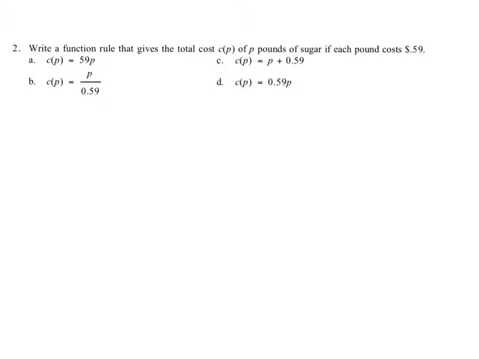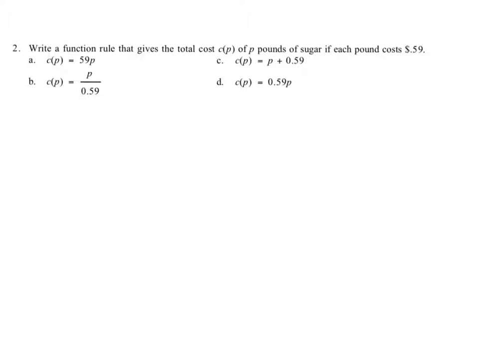Okay, write a function rule that gives the total cost C of P, meaning the function rule C applied to the variable P. What is the variable P? The variable P is P pounds of sugar, or some number of pounds of sugar, if each pound costs 59 cents, or $0.59.